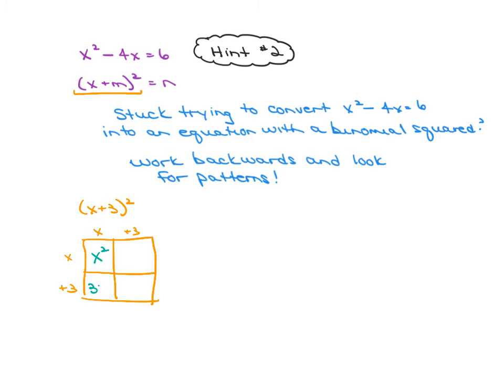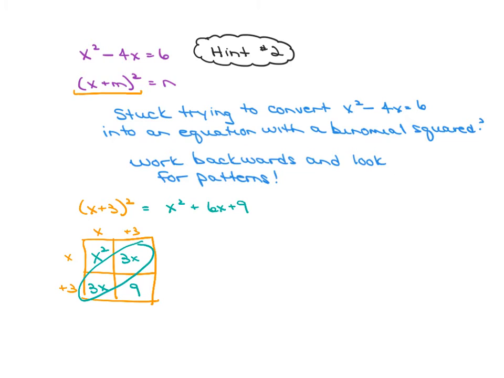Then we'll have 3x and another 3x. So that's really interesting there. And then 3 times 3 will give us 9. So this multiplies out to x squared plus 6x plus 9.